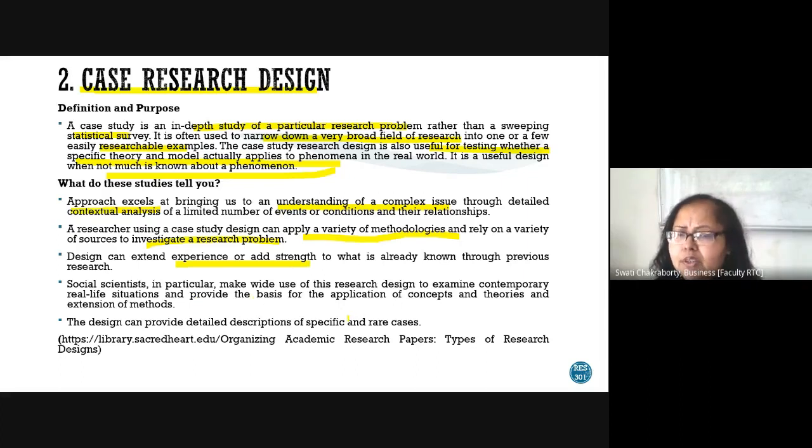Social scientists usually use this type of research design for examining contemporary real life situations and provide the basis for application of concepts and theories and extension of methods. And this can also provide detailed descriptions of specific and rare cases.